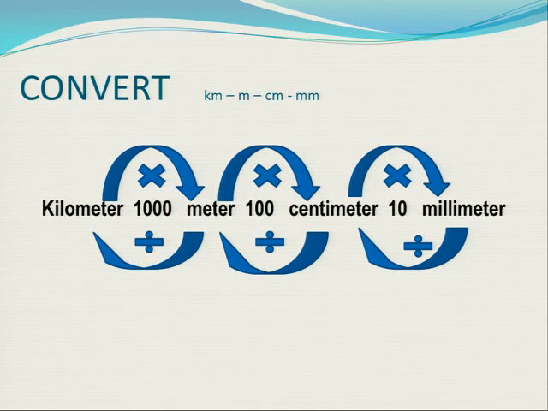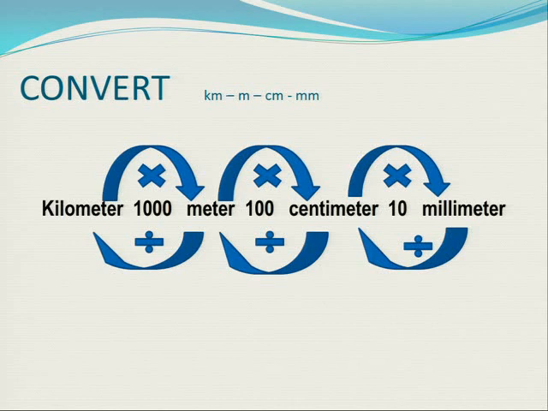When I go in the opposite direction, I will do the opposite calculation. Millimeters to centimeters, divide by 10. Centimeters to meters, divide by 100. Meters to kilometers, divide by 1,000. Please write this down. Kilometers times 1,000 to meters, times 100.